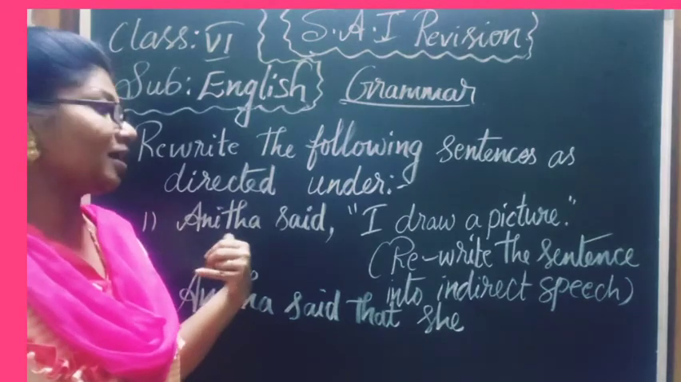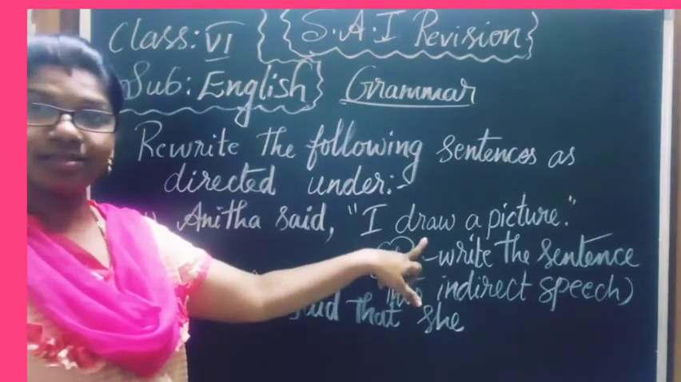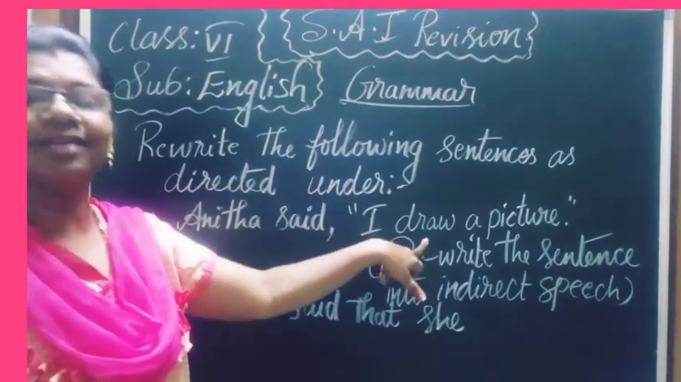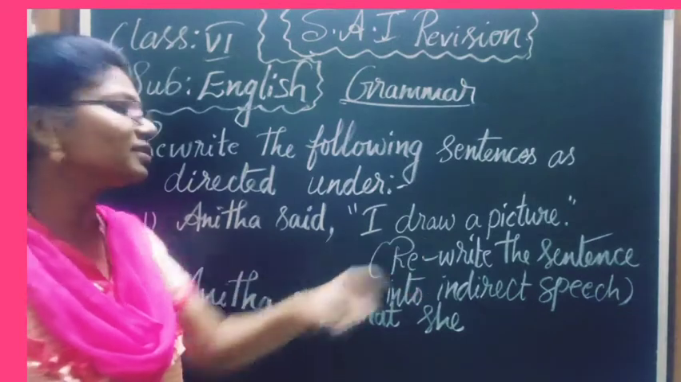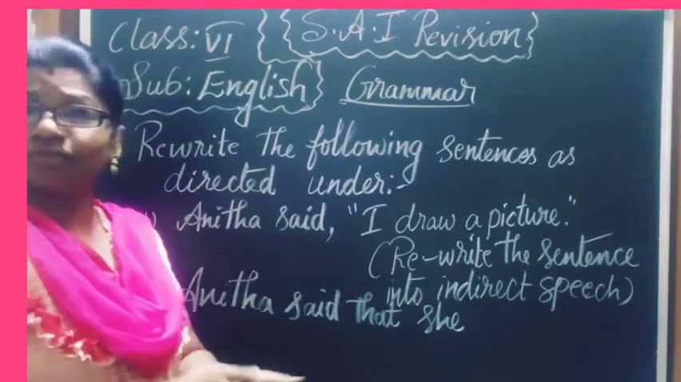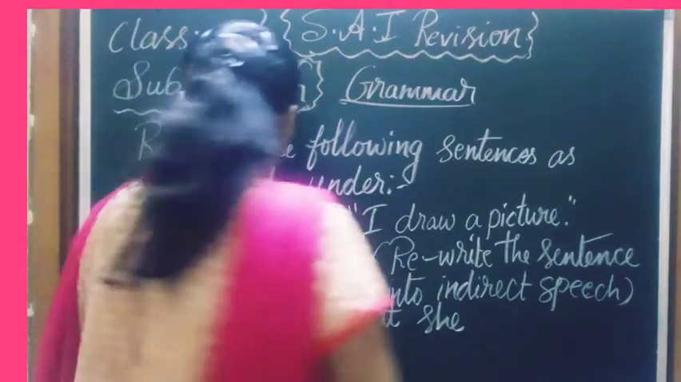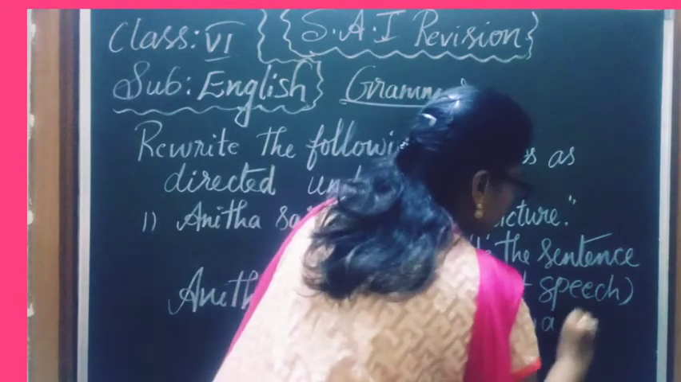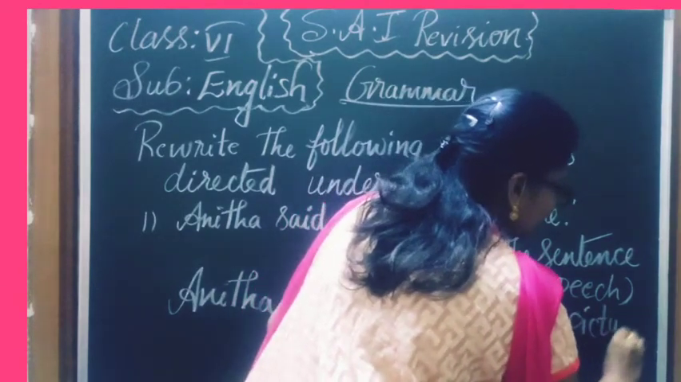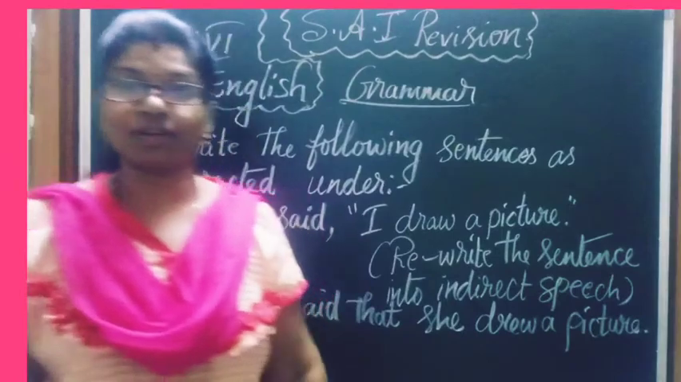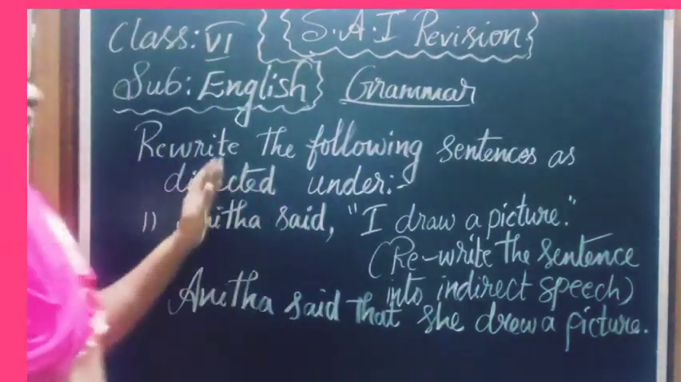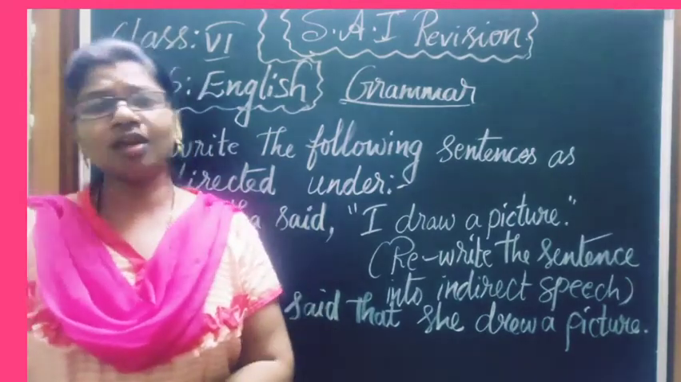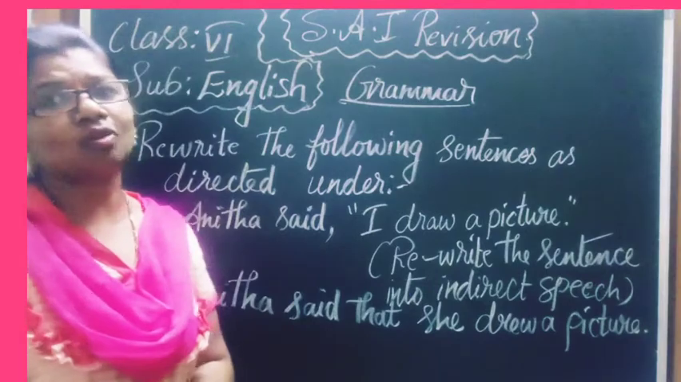Okay. So she. Draw changes into past form. Draw is V1 form. It is in simple present. So we need to change into past form. What is the V2 form of draw? Drew. Okay. So Anita said that she drew a picture. The rest of the sentence you need to write as it is. Okay, fine children, I hope you have understood. Now how to change the present continuous in the direct speech into indirect speech, all that I have explained in my previous videos. You could go through once again.